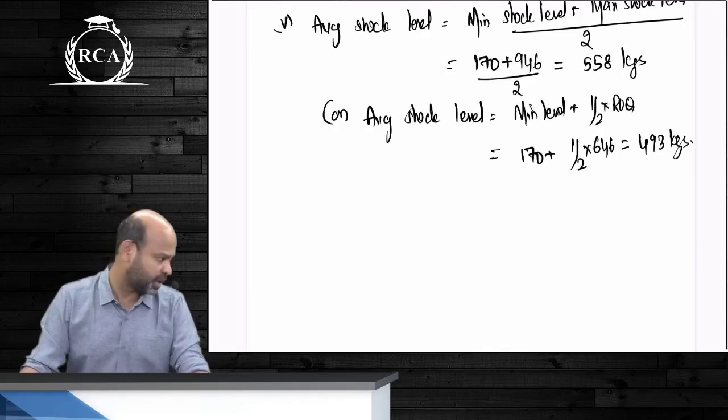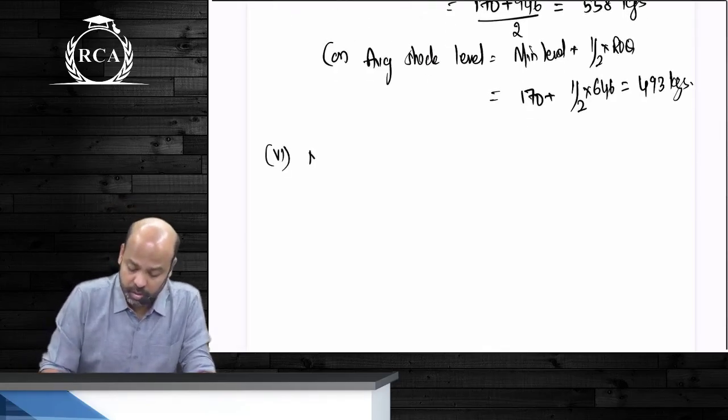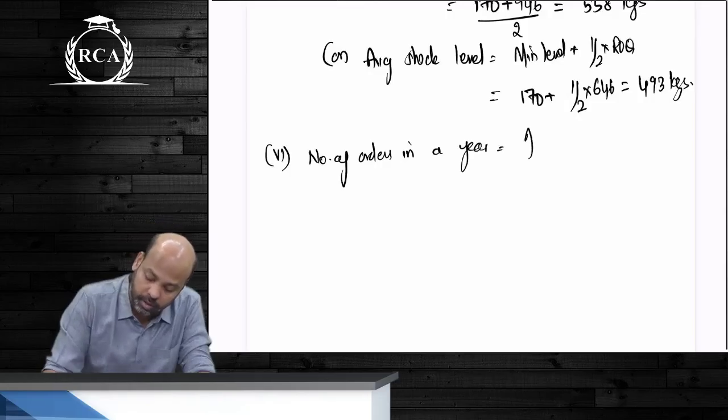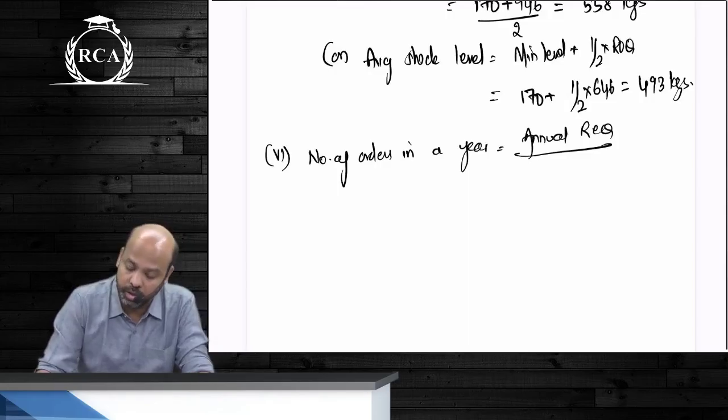Abhishek, number of orders आ गए, कितना है? Number of orders in a year, guys. How do you compute number of orders in a year? Annual requirement beta divided by quantity per order. What is the amount of annual requirement?